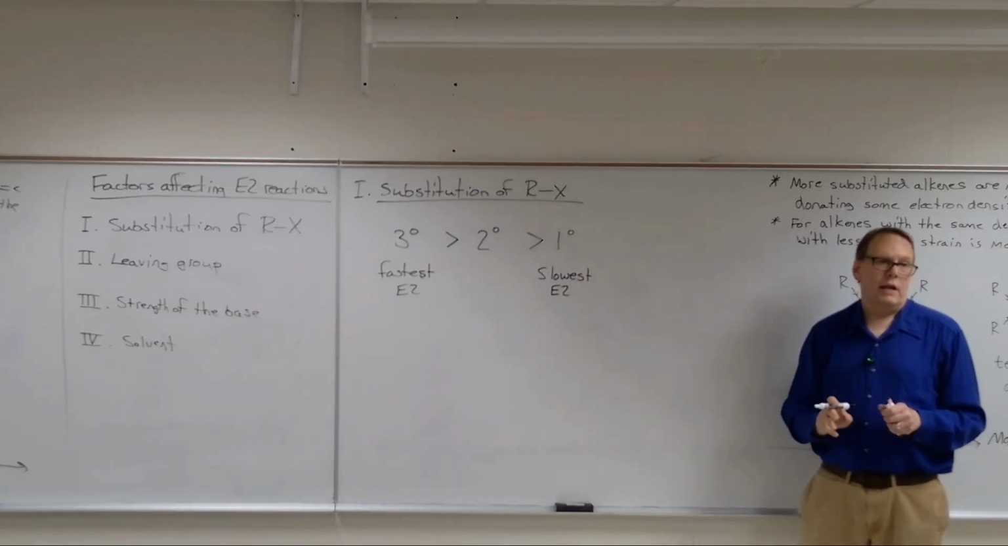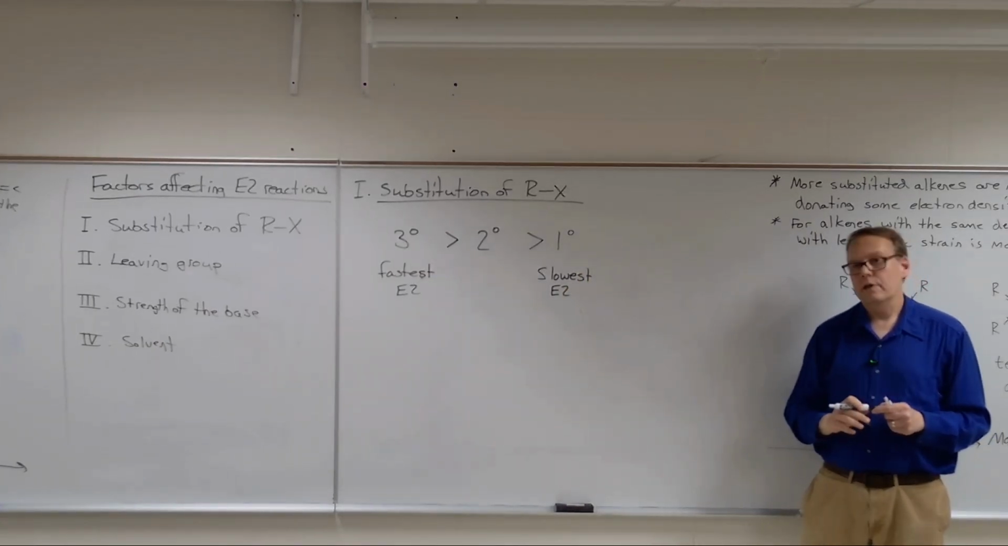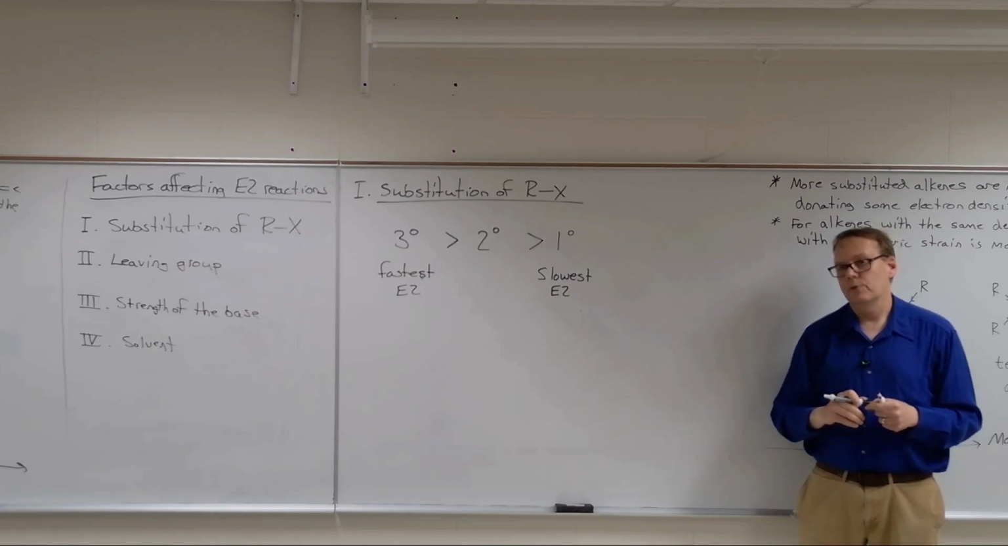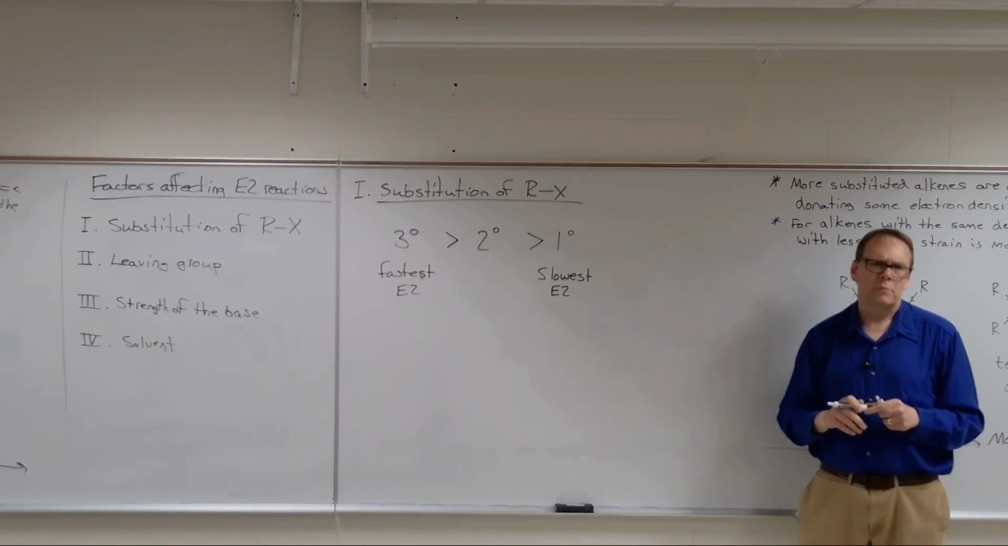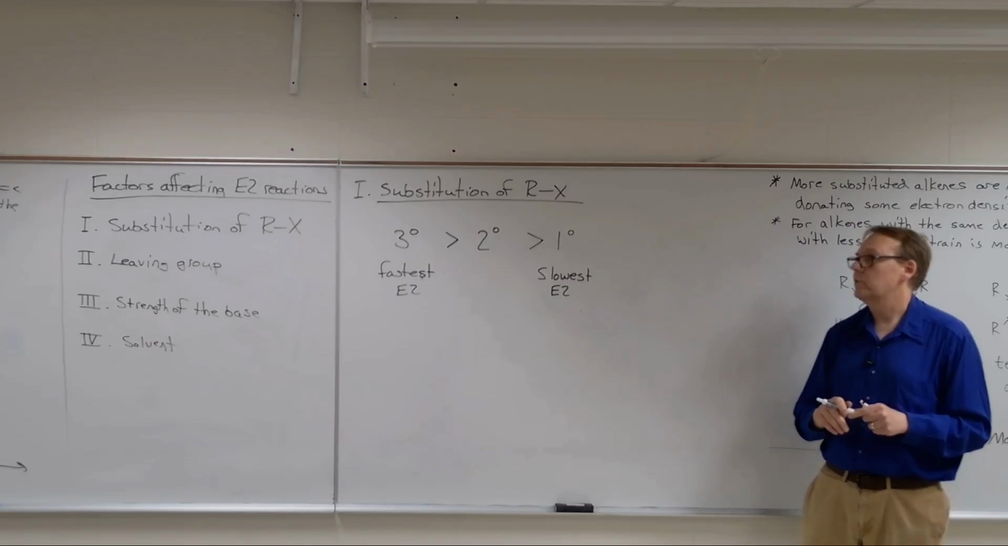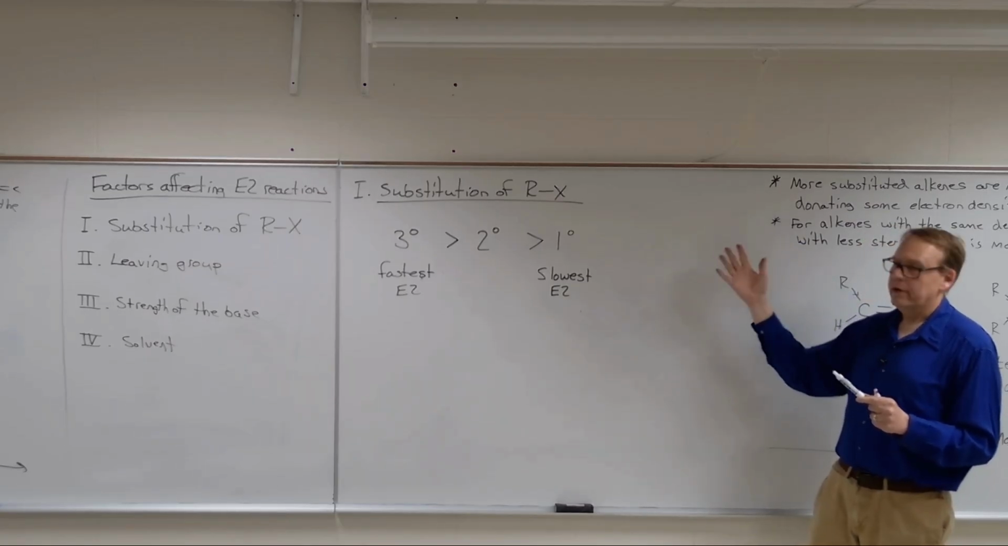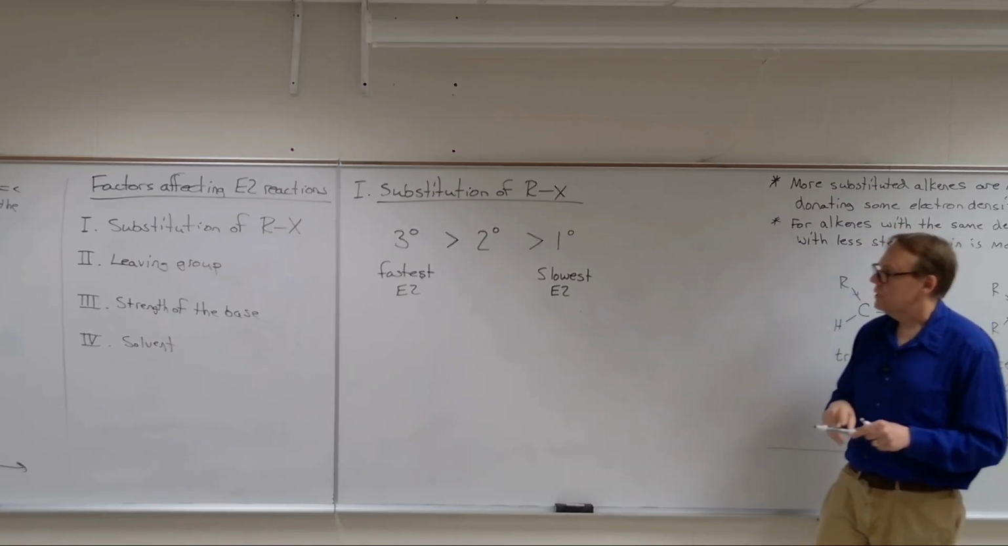Methyl halides cannot undergo elimination reactions because they don't have a beta carbon. So you can't make a carbon-carbon double bond in a molecule that only has one carbon. So you don't have to worry about methyl halides doing any kind of elimination chemistry.